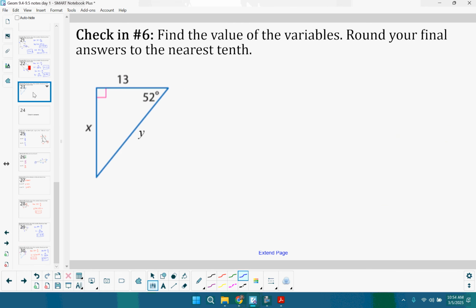So the last problem for you to try is here. There's an x and a y. Answers are posted on Google Classroom, and that is the first day of sections 9.4 and 9.5, our trigonometry.